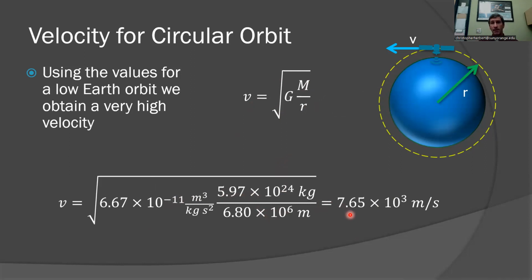So just to give a comparison here, the speed of sound is about 340 meters per second. So at this type of orbit, at this low Earth orbit, we're going a little bit more than 20 times the speed of sound. So again, not surprising that we need immense rockets to put even the smallest satellites up in orbit, because once they're up in orbit, their velocity at 20 times the speed of sound implies a very, very large kinetic energy.